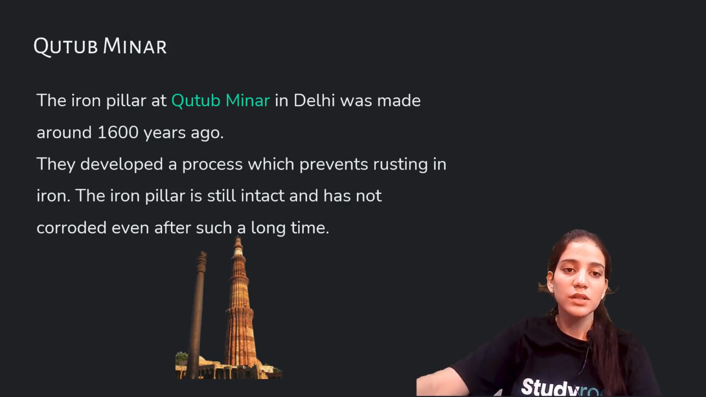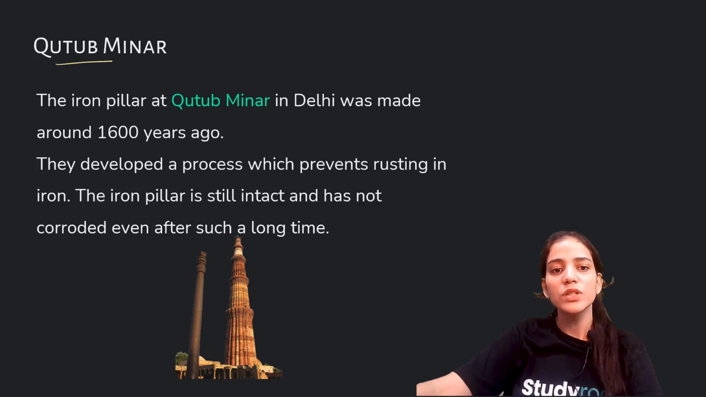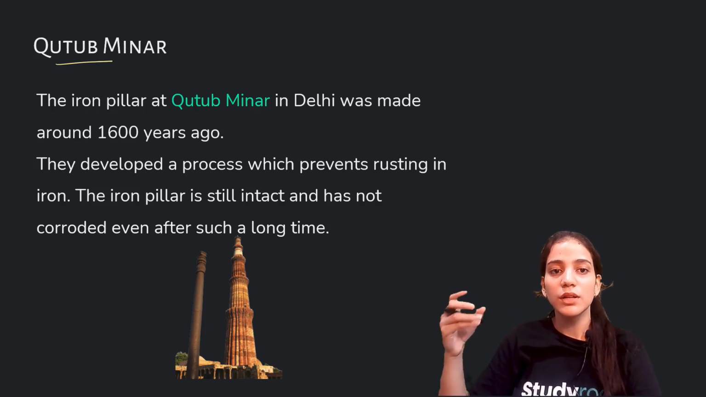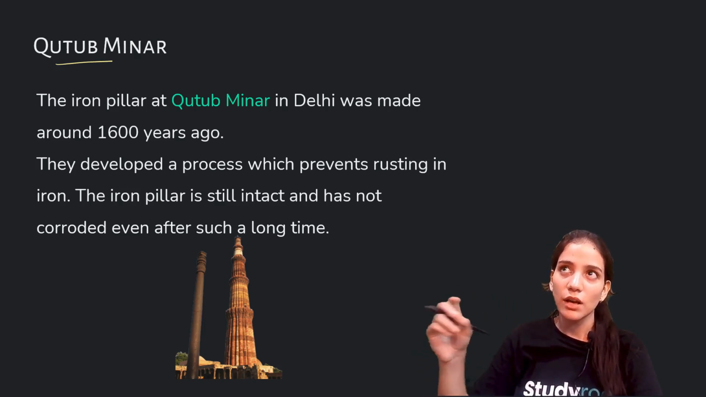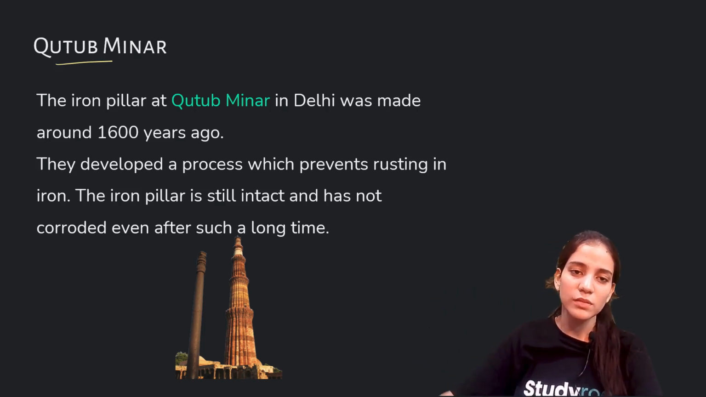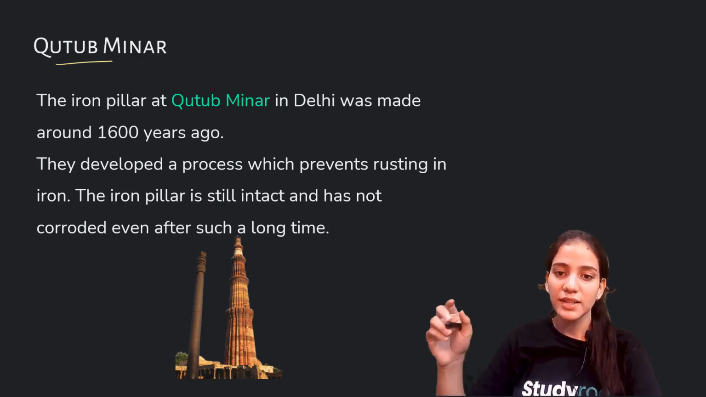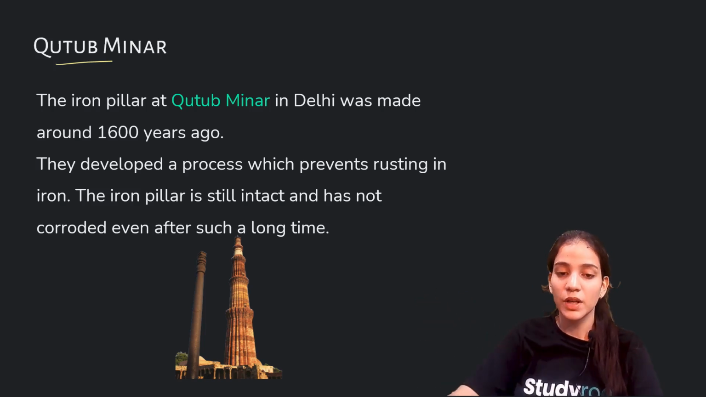We must all have heard about the Qutub Minar. It was built around 1600 years ago, and it has an iron pillar. They developed a process which prevents rusting in that iron, because rusting and corrosion make our metal weak. So the iron pillar is still intact and has not corroded even after such a long time.